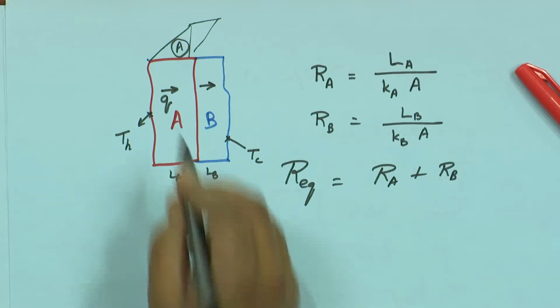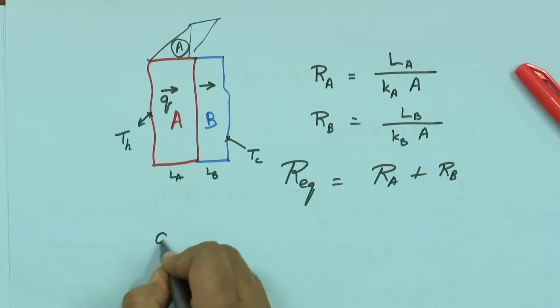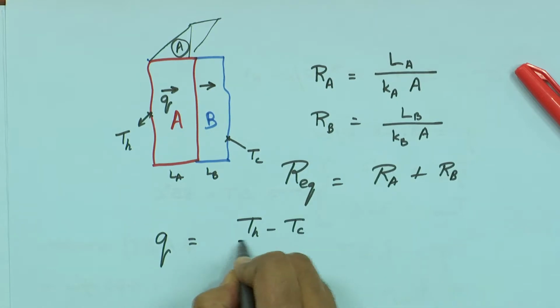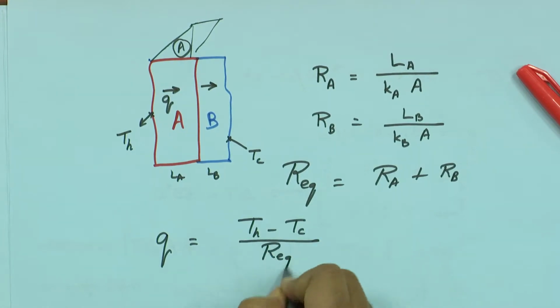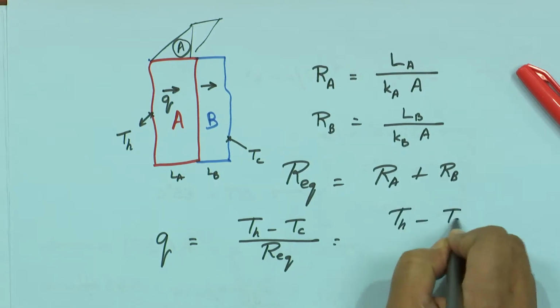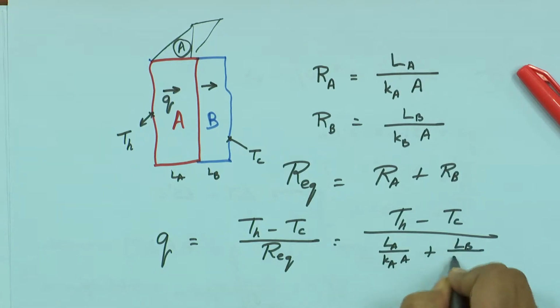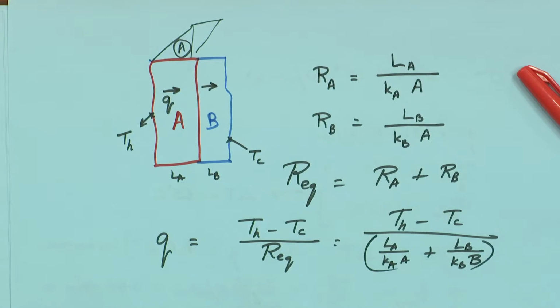Okay. So, therefore, how much heat am I going to flow? Q is going to be T H minus T C divided by R equivalent, okay, or I can write T H minus T C divided by L A over K A A plus L B over K B A. Clear?